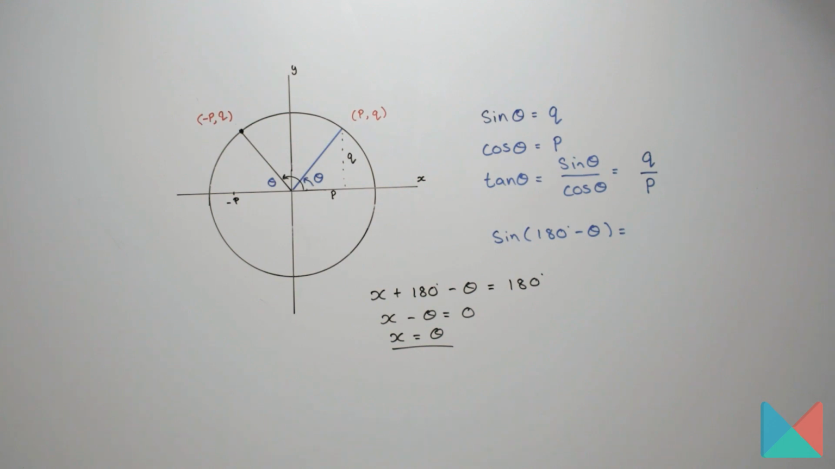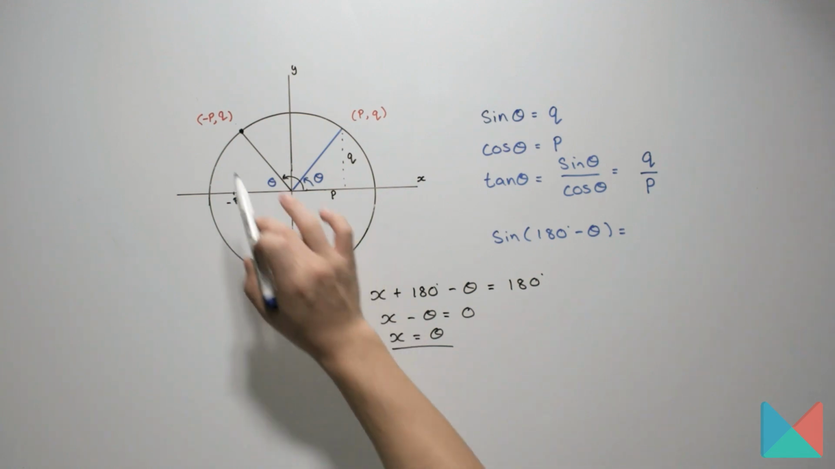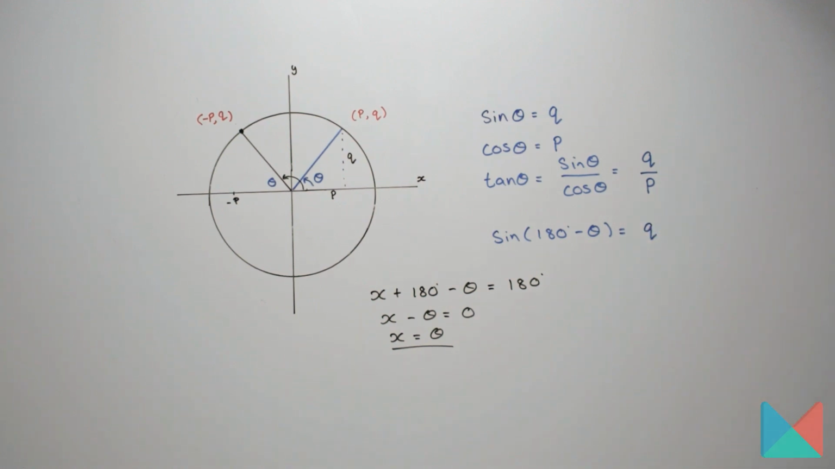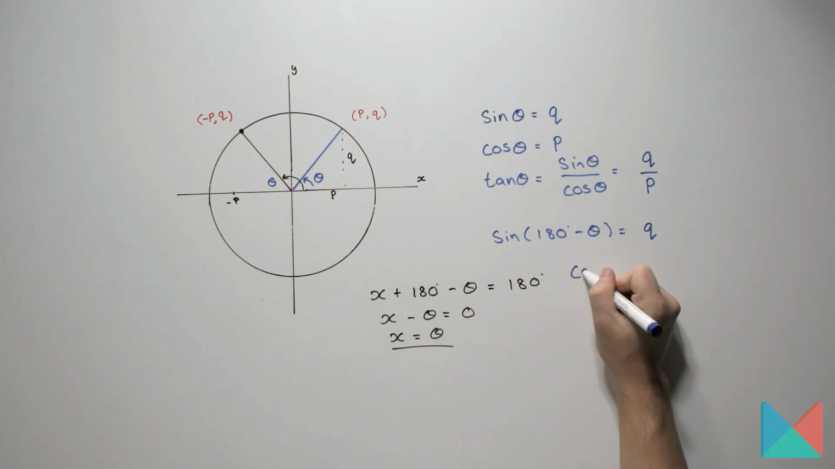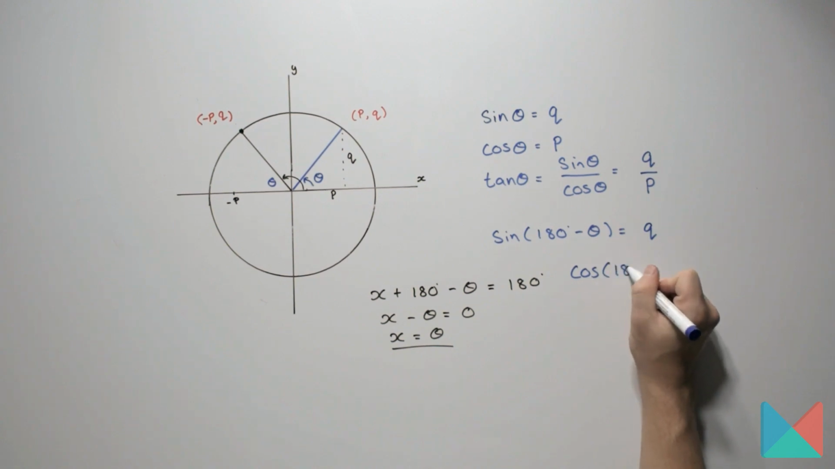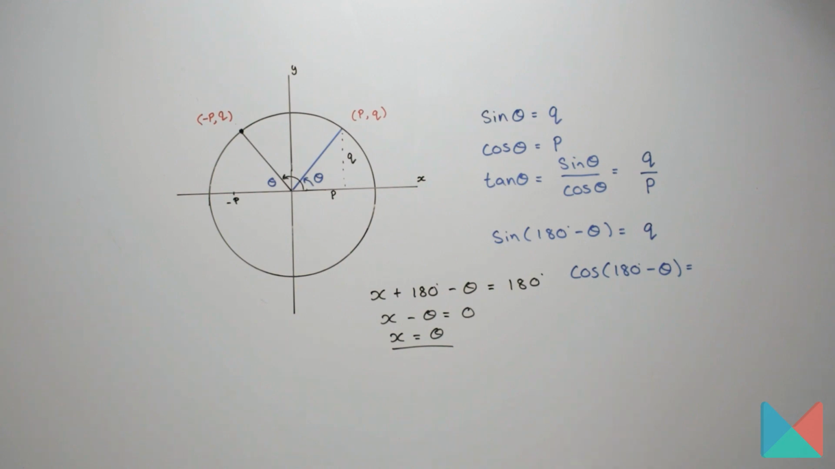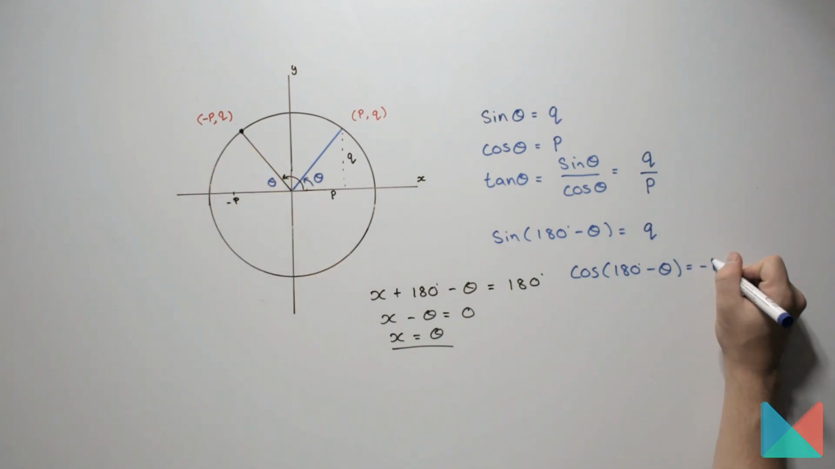And so now we have all the requirements to find sine of 180 degrees take theta. Remember, the sine value is always our y component, and so our y component in this case is q. Let's do the same thing for cos of 180 degrees take theta. Cos will be our x component, and our x component is negative p.